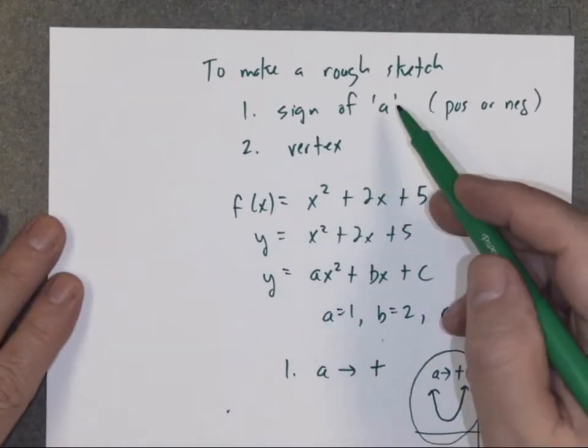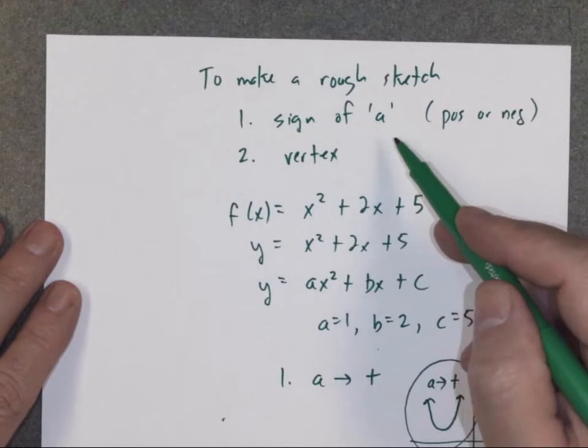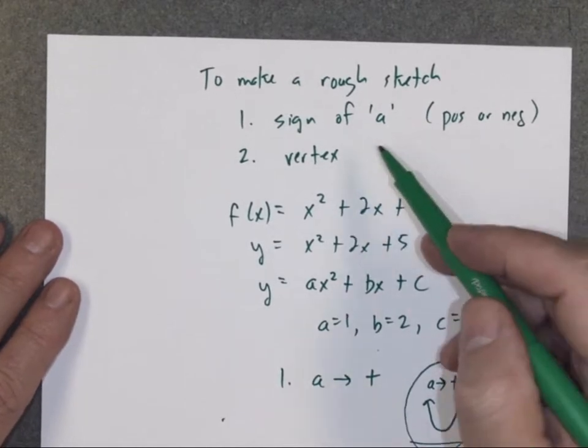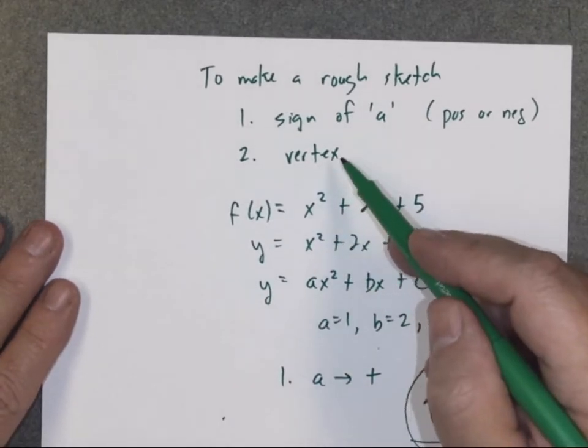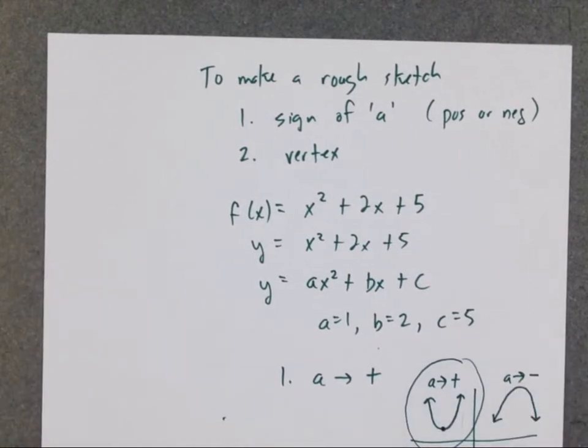Now the second thing I said to make a rough sketch, once you know the sign of a, because that's going to tell you whether it opens up or opens down, the next thing is to find the vertex. Because the vertex is going to be like this point right here. So I can graph that point, and then I draw an upward parabola, and I've got a rough sketch. It won't be perfect, but it'll be close. So the question is, how do I find the vertex?